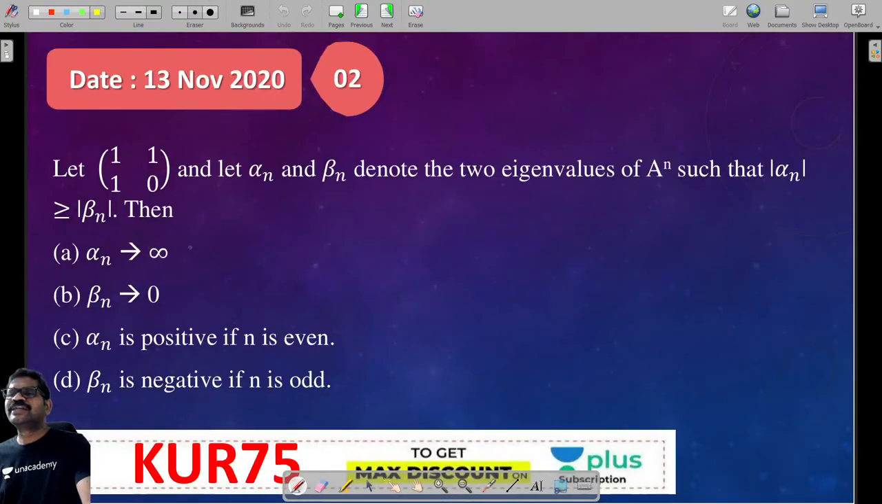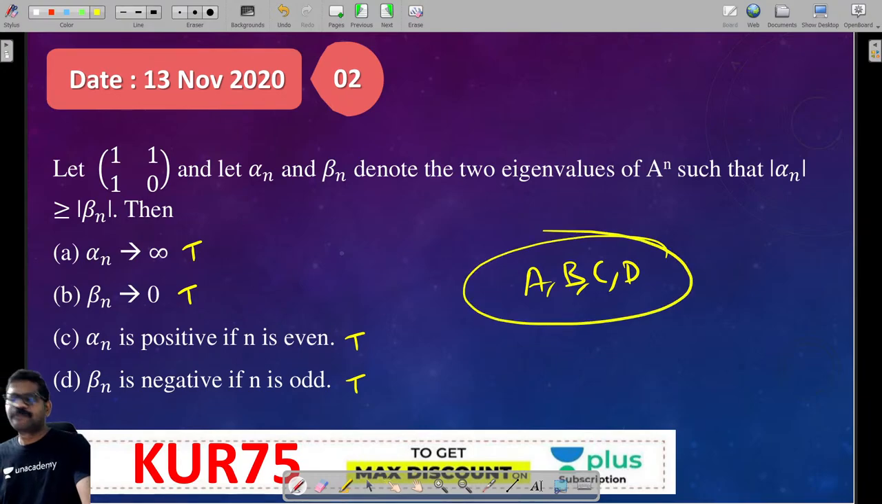Therefore, all the options are true in this problem. Alpha power n tends to infinity, true. Beta power n tends to 0 is true. Alpha power n is positive when n is even, true. Beta power n is negative when n is odd, true. A, B, C, D, all the options are correct in this problem.